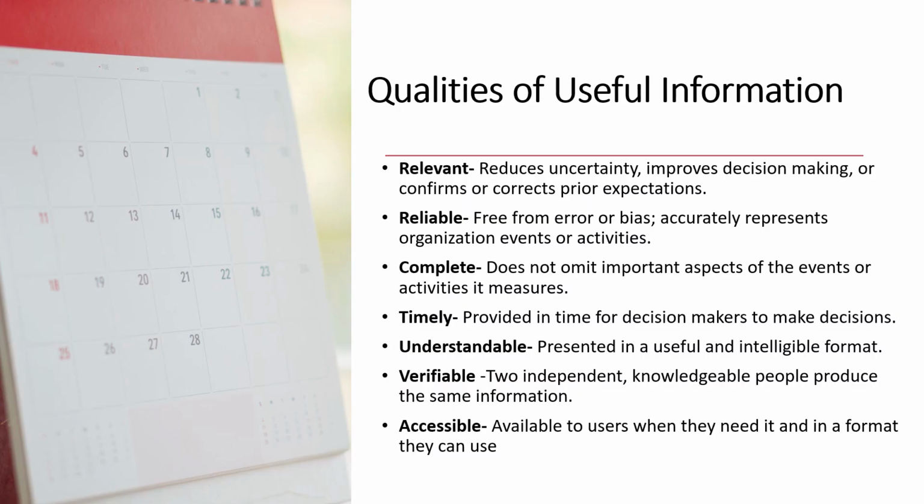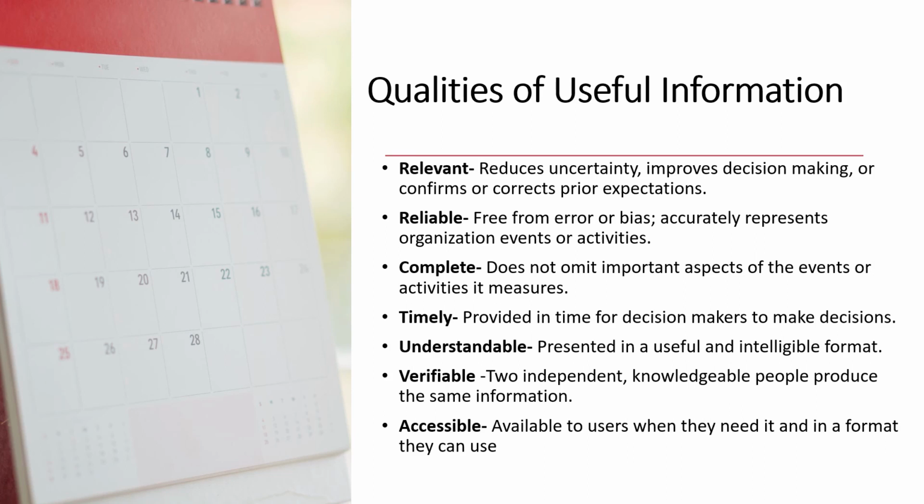All organizations need information in order to make effective decisions. So to make effective decisions, the organization must decide what decisions they need to make, what information they need to make the decisions, and how to gather and process the data. So it boils down to the qualities of useful information. There are several qualities or characteristics of good information. The first one is relevance. Relevant information reduces uncertainty and improves decision making because it confirms or corrects prior expectations.